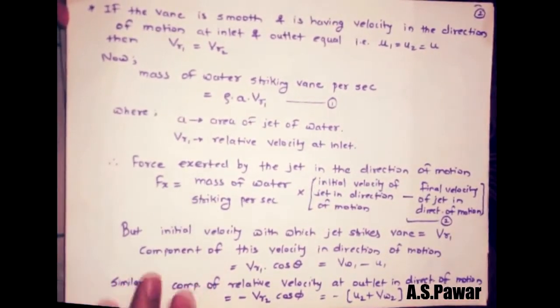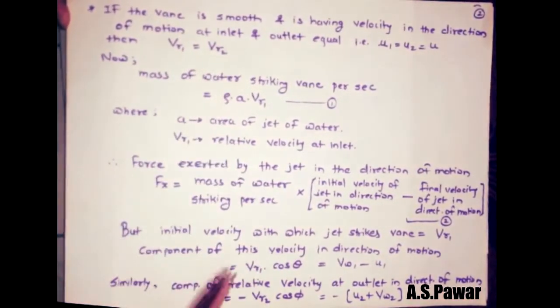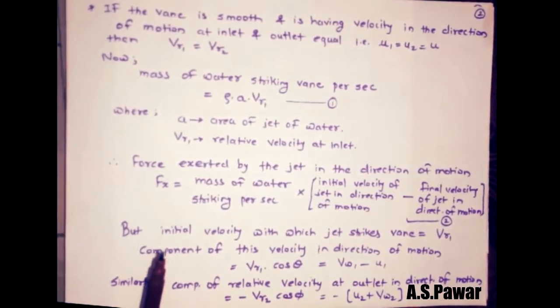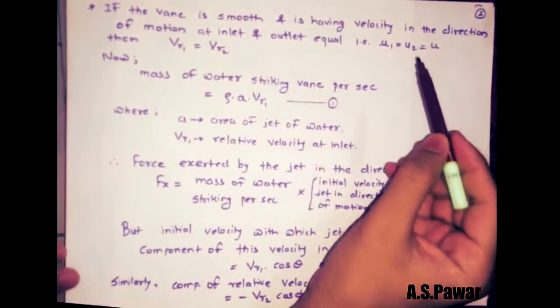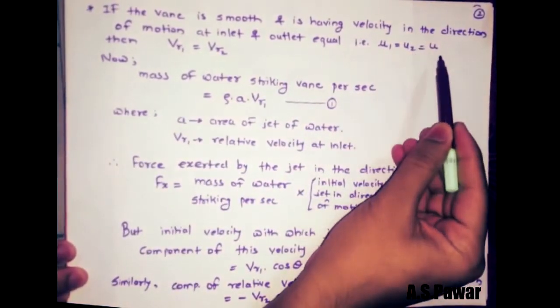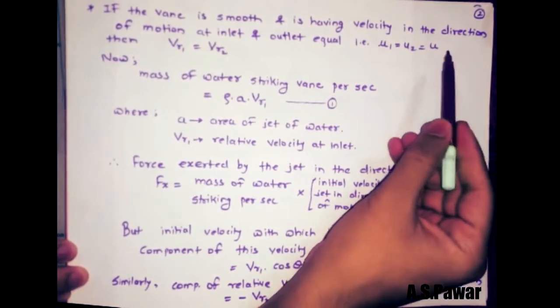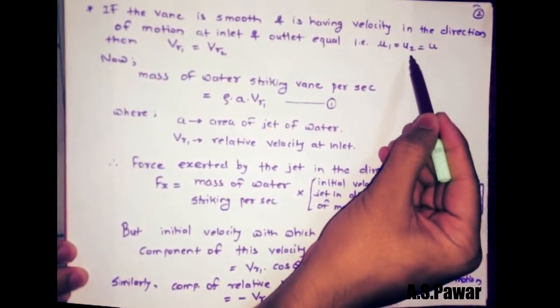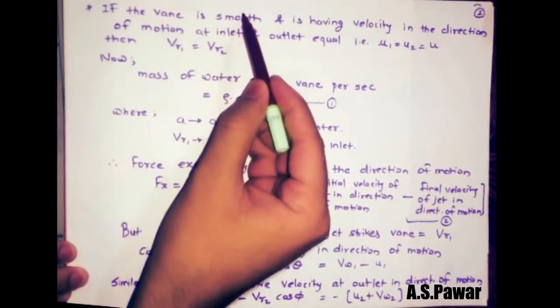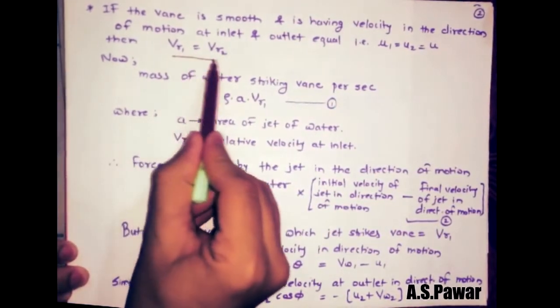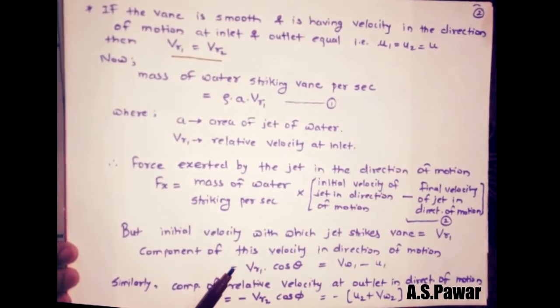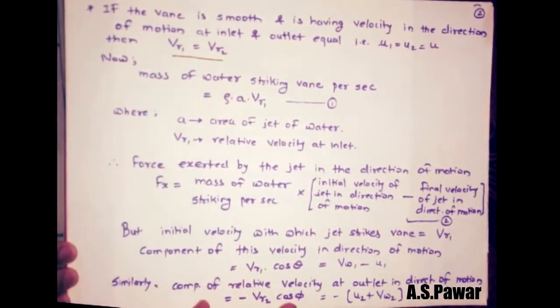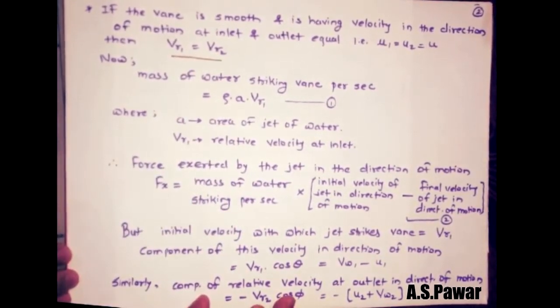Now we are going to consider that the vane is smooth and that the velocity of the vane at inlet and outlet is equal. That is, we can write u1 is equal to u2 is equal to u. If we consider these conditions, velocity equal and vane smooth, then we simply get one thing: the relative velocity at inlet will be equal to the relative velocity at outlet. That means vr1 will be equal to vr2.